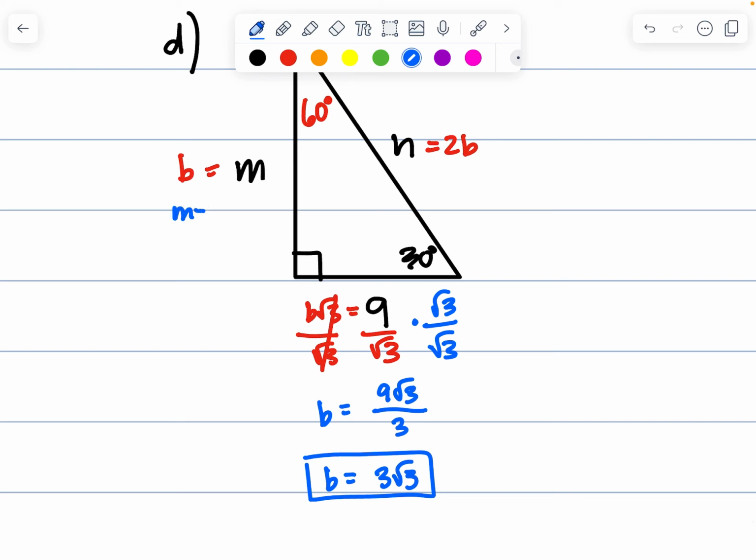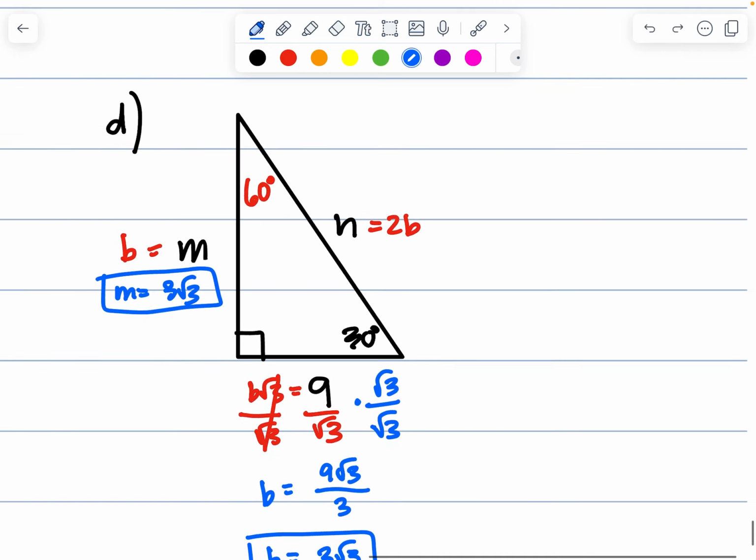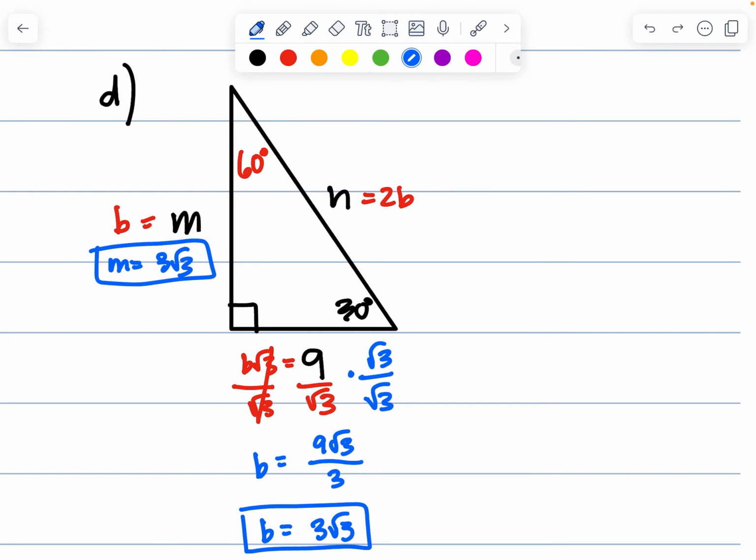So now we have M. M is now equal to 3 root 3, because that value follows. And then since B is 3 root 3, N is equal to 2 times 3 root 3, because we substitute. 2 times 3 is 6, and since there's no radical to multiply with the root 3, we leave it as it is, 6 root 3, and this would be our hypotenuse.